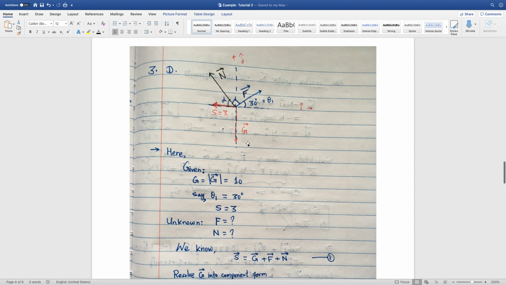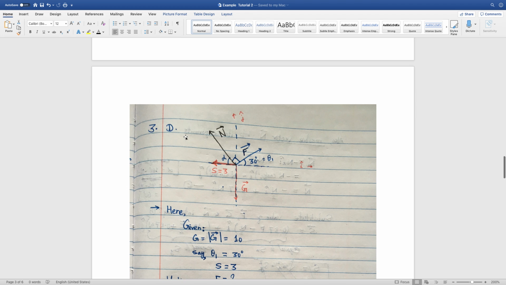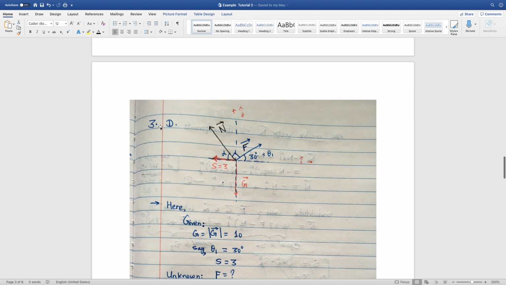Number 3, D. Okay, so here we learn how to resolve a vector and then add or subtract, right? So this part, question number 3, is a little bit of an extension of what we have just learned. Instead of just 2 vectors, we actually have 3 vectors here. So look at this diagram.